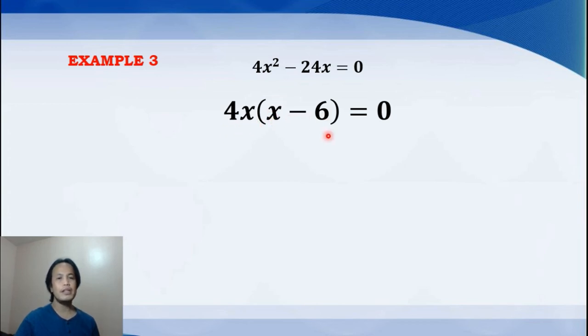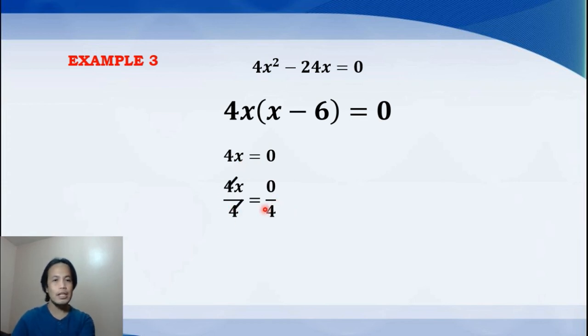Then, the same process, we equate each factor to 0. So our first factor is 4x. We equate that to 0 and solve for x. Now, to solve for x, we need to eliminate the 4 here as the coefficient of x. So, to eliminate the 4, we need to divide both sides of the equation by 4. Then we cancel out the 4. So, what remains at the left side is x. Then 0 divided by 4 is 0. So, therefore, the first value is x equals 0.